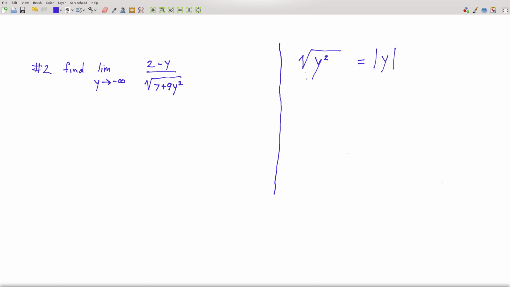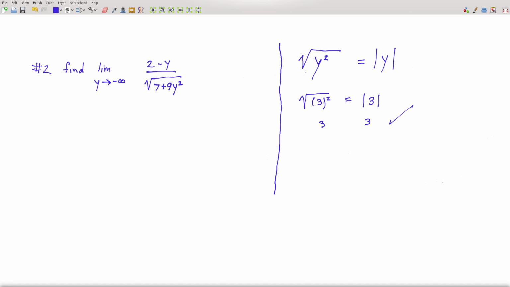Should we try a couple of points to see that that's true? Let's just try a couple of test points. How about the square root of 3 squared? Is that the same as just the absolute value of 3? I believe it is, because 3 squared is 9. The square root of 9 is 3. On the other hand, the absolute value of 3 is 3. So it worked there.